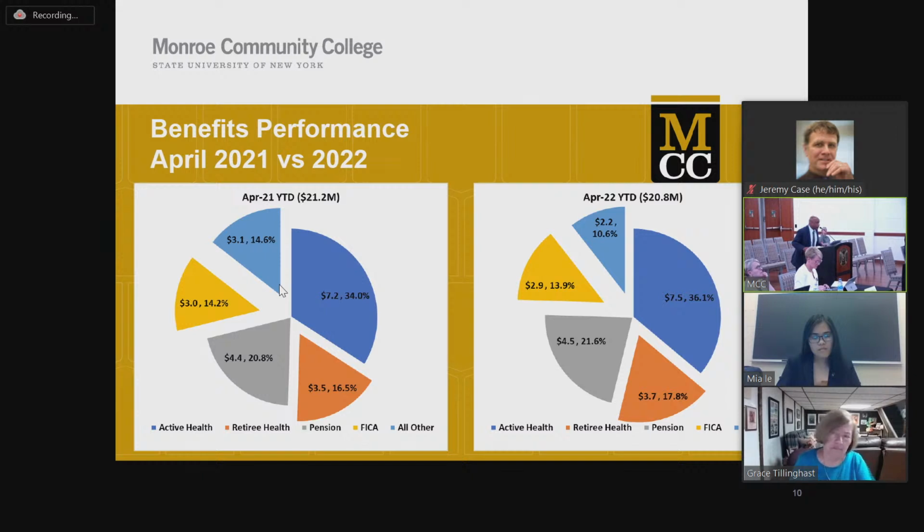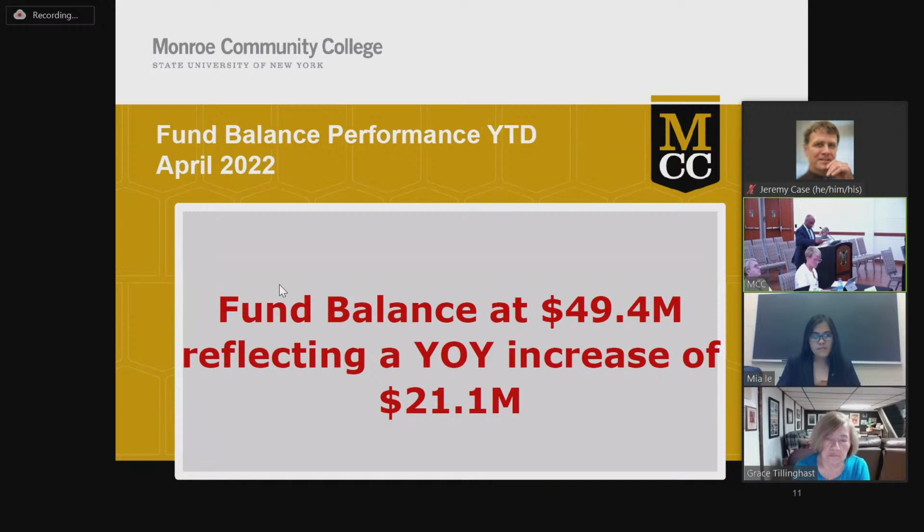Very slight change here in terms of benefit performance between year-over-year April 21 to April 22. So here we see the fund balance of $49.4 million, reflecting a year-over-year increase of $21.1 million. But looking at that in terms of HEERF dollars, that's $15 million coming from HEERF. Looking at this year in 2022, roughly $30 million in terms of HEERF, and then in 21, $12 million. So we're looking at that 21.1 million increase coming primarily from the HEERF funds.